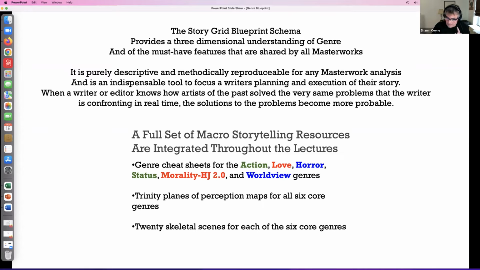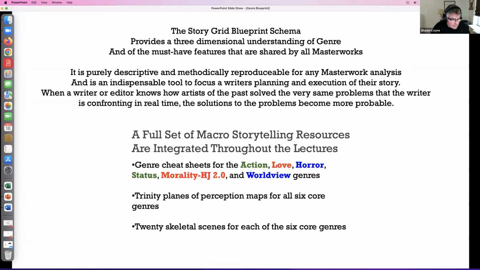All right, so there's going to be a full set of macro storytelling resources, and they're integrated throughout the lectures. So there won't be a lot of lecturing about these things. You'll see them in action. You're going to get genre cheat sheets for action, love, horror, status, morality, and worldview. You're going to get a very clear understanding about what the Trinity planes of perception are all about and how they map onto these 6 core genres. And then you're going to get 20 skeletal scenes for each of the 6 core genres, both generalized and specific. So that adds up to 300 data points.